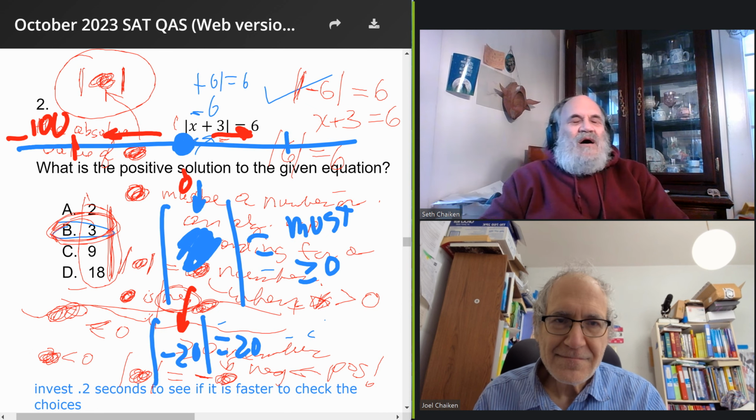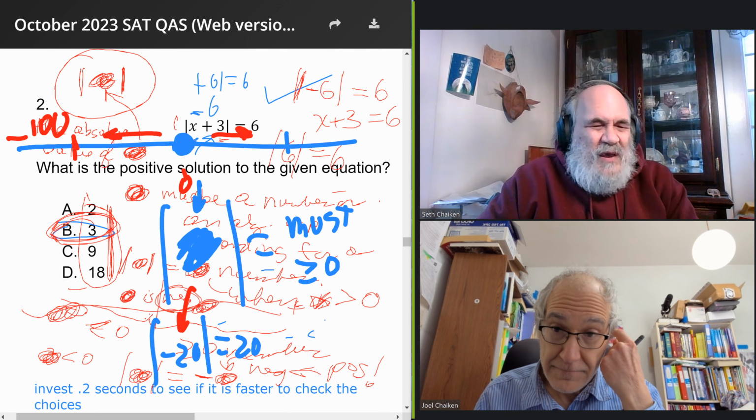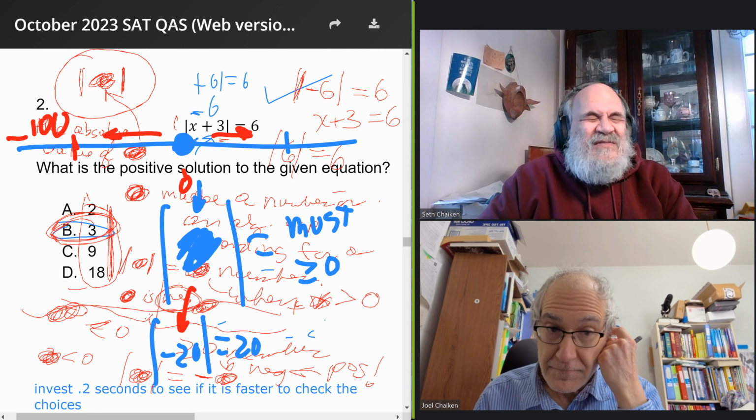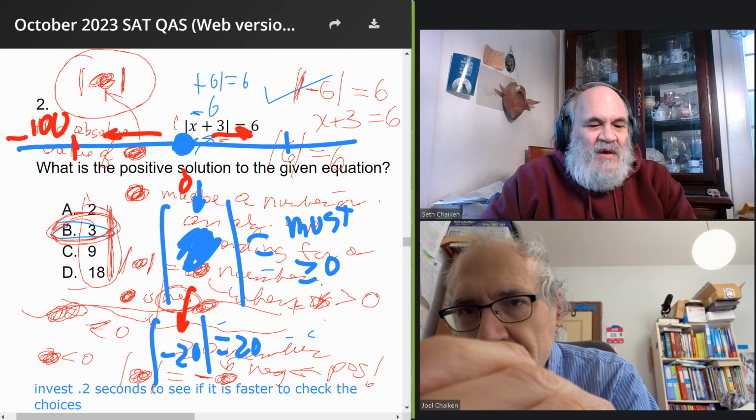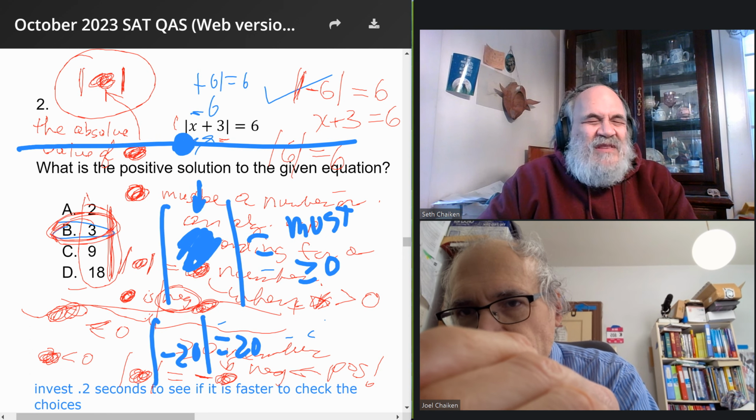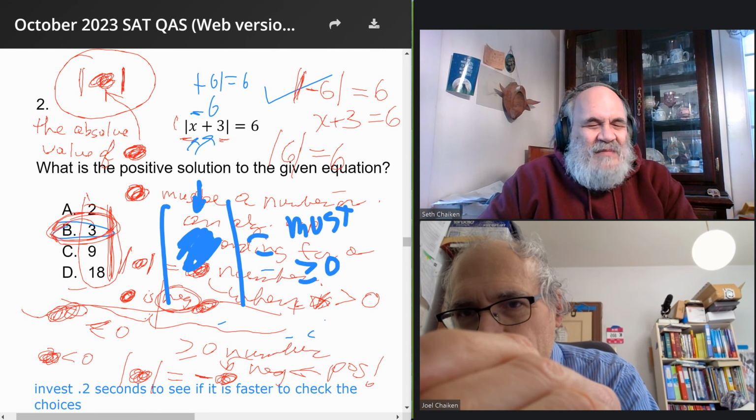Well, so this concept of distance from the origin on the number line. Let me give another related concept.